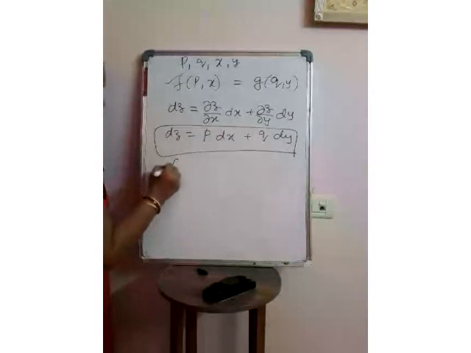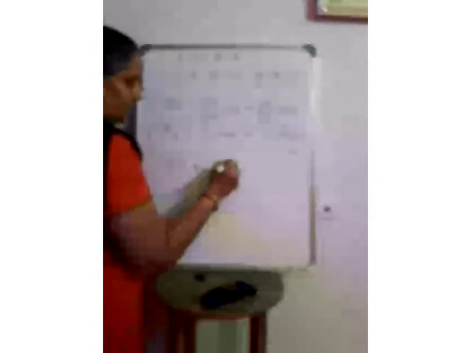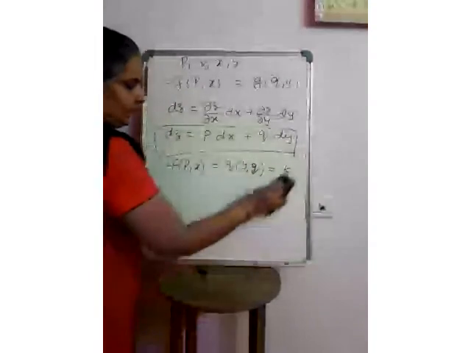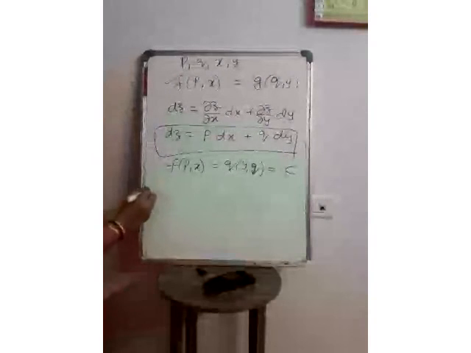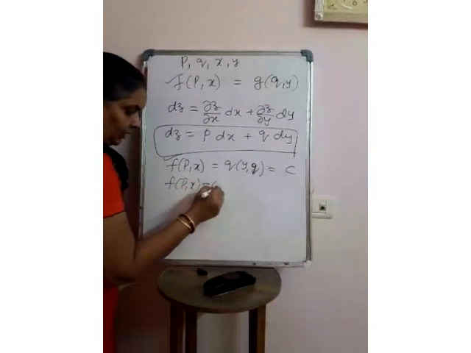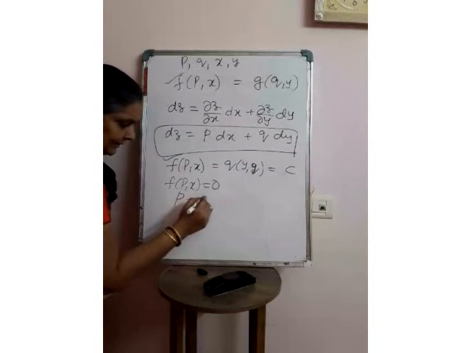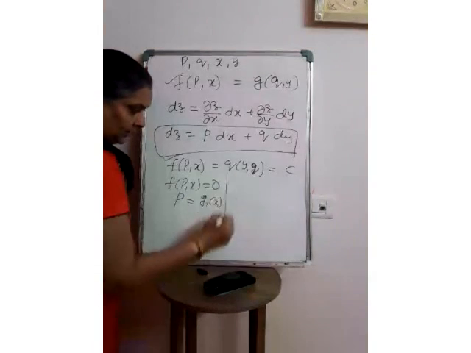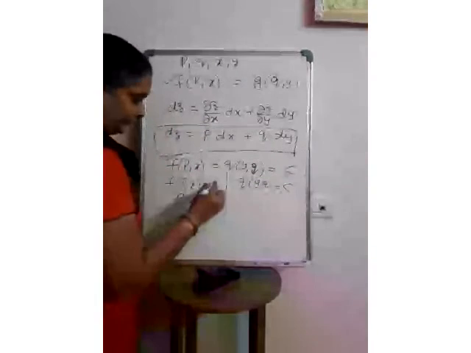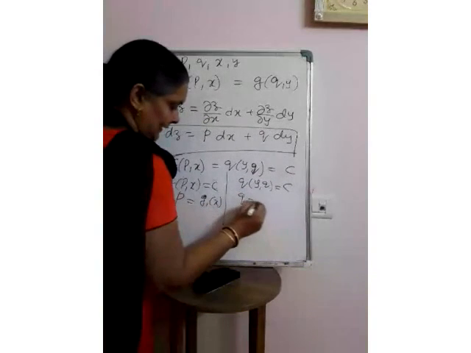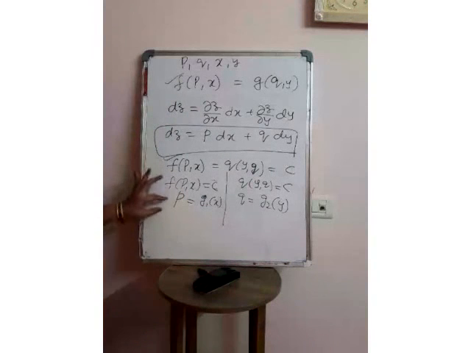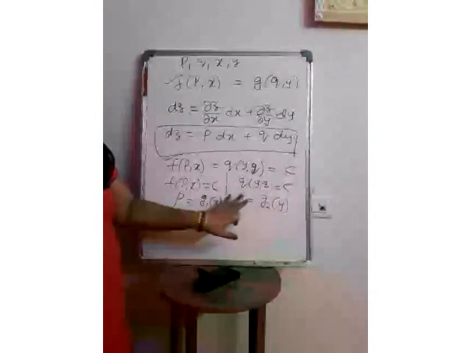What we do, if p and x got separated from q and y in the problem, we equate each to a constant. It may be constant k or it may be constant c. From the first relation, f of p and x is equal to 0, we try to find out the value of p in terms of x. From this relation, g of y and q is equal to c, sorry, c, we try to find out the value of q in terms of y. So from this relation we find p in terms of x, and from this relation we find q in terms of y.